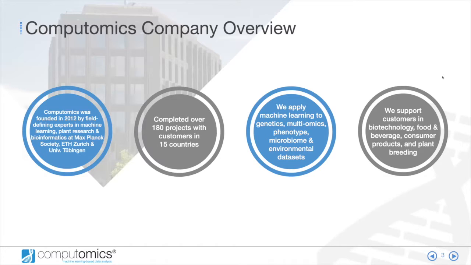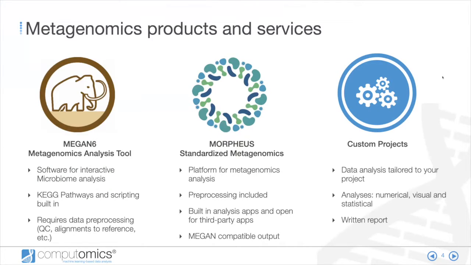We apply machine learning to genetics, different omics data sets, phenotype, microbiome, and environmental data sets. And our customers are from biotech, food and beverages, consumer products, and also plant breeding. Now, in the metagenomics space, we have those three pillars here. So we have MEGAN, the interactive metagenomics analysis tool. We have Morpheus, the platform for metagenomics analysis. And then we also have custom projects.